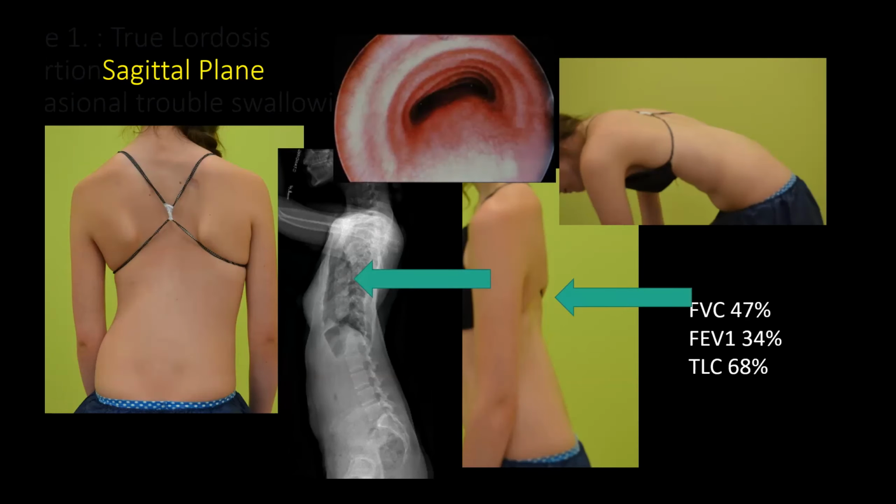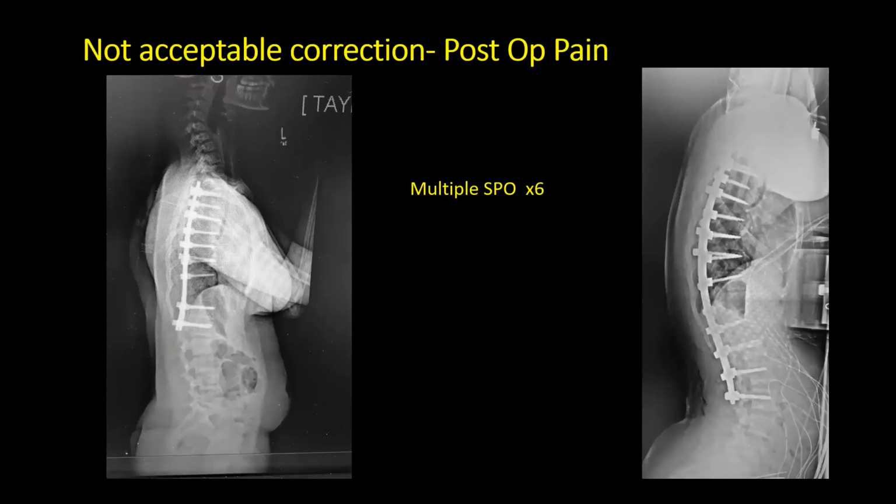On the plain radiographs, this girl is very lordotic, and it showed up in her pulmonary function studies with a vital capacity of 47% and air compression. This patient came to us having had surgery somewhere, and they fixed the coronal plane, but they didn't pay attention to the sagittal plane, and so this patient still had cervical kyphosis.